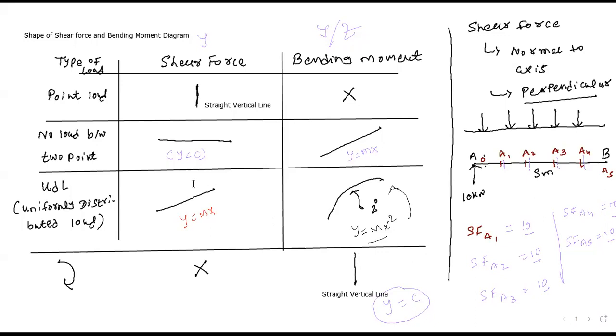If there is no load between 2 points, your shape of shear force diagram is a straight horizontal line. Shape of the shear force diagram is a straight horizontal line. Here it will be an inclined line. Here, second degree parabolic curve.